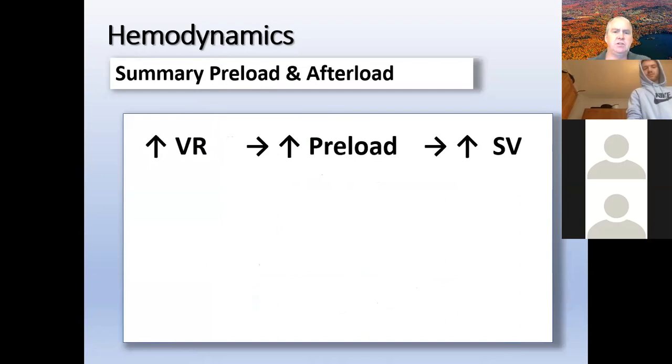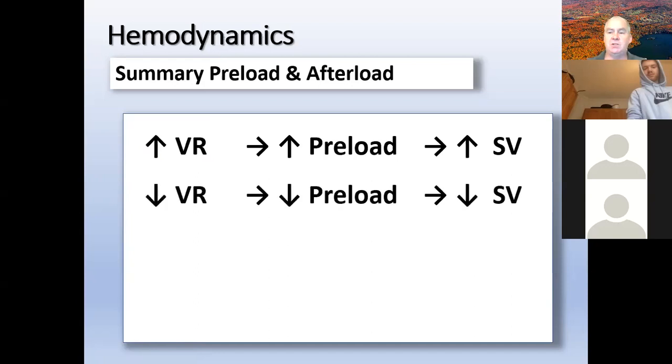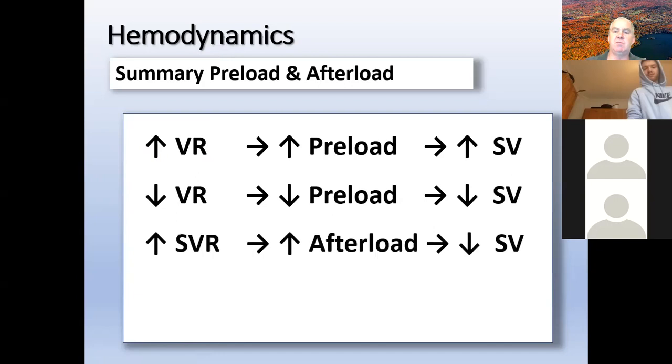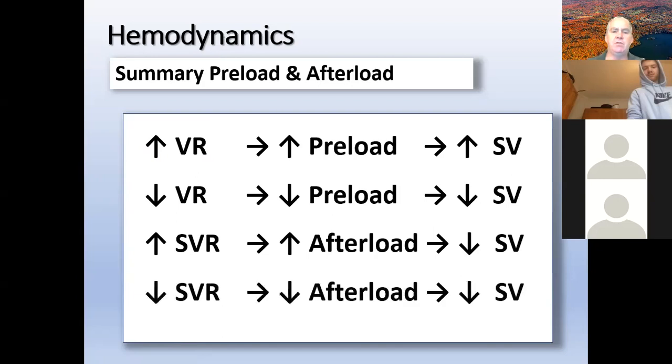All right, increasing venous return increases preload, and that increases stroke volume. Increasing venous return, increasing stretch, increasing inotropy, increasing stroke volume. If you do the opposite, decrease venous return, decreasing preload, decreasing stroke volume. Increasing systemic vascular resistance is increasing afterload, and that decreases stroke volume because you're pushing against a higher pressure. If you decrease systemic vascular resistance, you decrease the afterload and increase stroke volume.